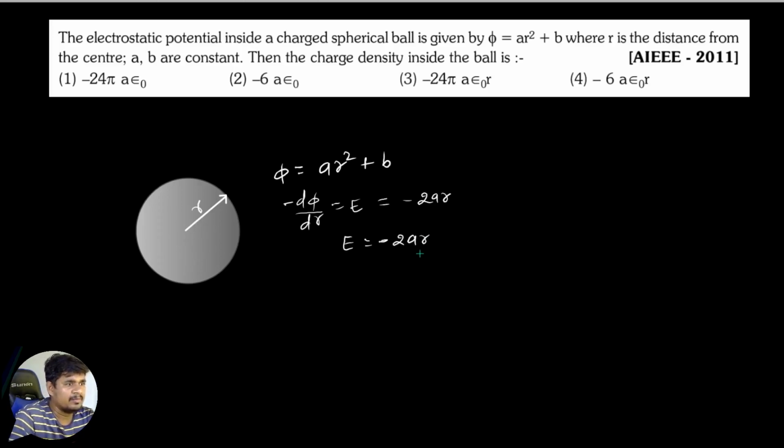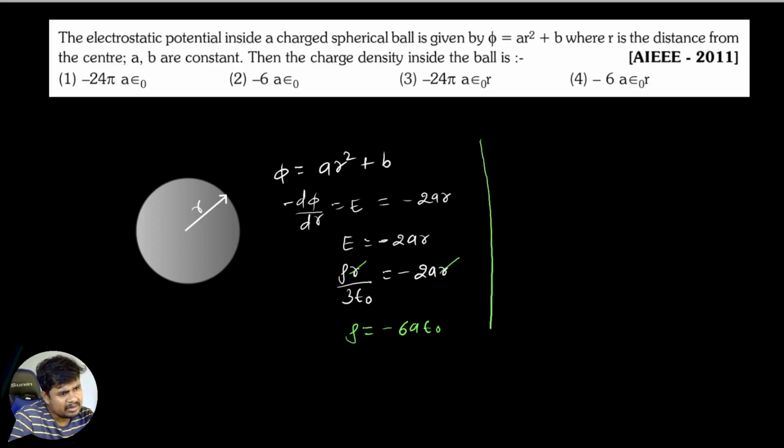So considering that point in my mind, I will write E equals rho r upon 3 epsilon naught, that will be equal to minus of 2ar, and here you will see r and r will cancel out, and you will get rho equals minus of 6a epsilon naught. So this is how we can answer this question. We can also answer this question by another method.